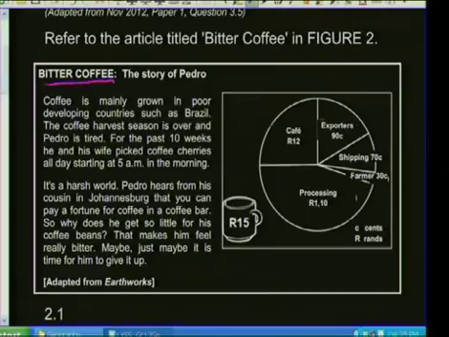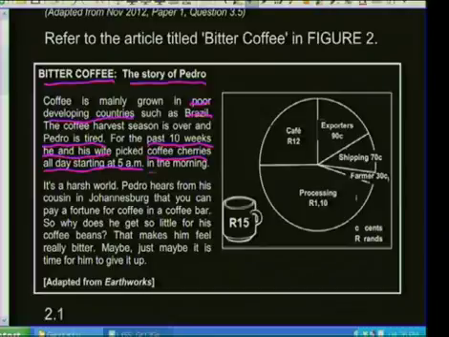Bitter coffee. Story of Pedro. The coffee is mainly grown in poor, developing countries. The examiner is giving it to you nicely, like Brazil. Coffee harvest season is over and Pedro is tired. For the past 10 weeks, he and his wife have picked coffee cherries all day starting at 5 a.m. in the morning. All right? It's a harsh world for him. Obviously, he's working long hours.